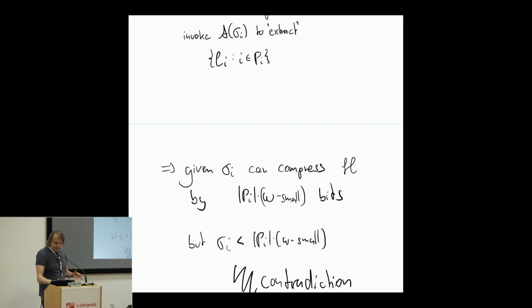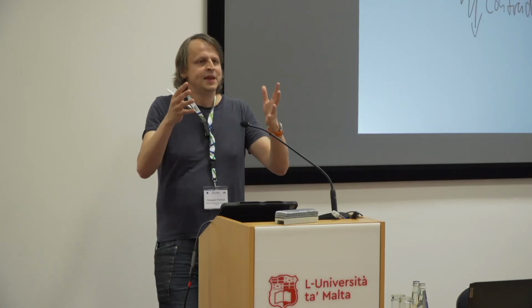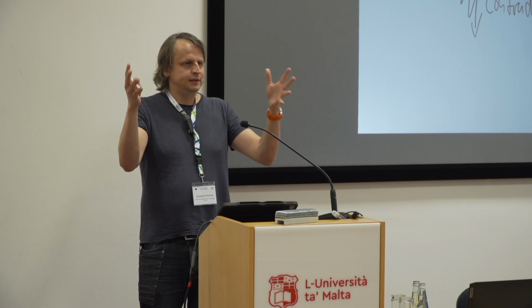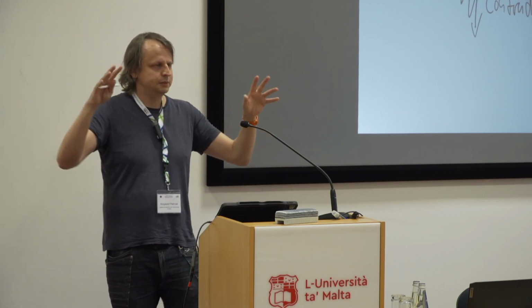So now assume that sigma I is really much smaller than the number of pebbles times W. But now I can compress the random oracle, and this is a contradiction. How can I compress the random oracle? I basically say, look, I'm first going to compress these 10 labels that I'm interested in, and then everything else I just don't compress, I just learn it in the clear.